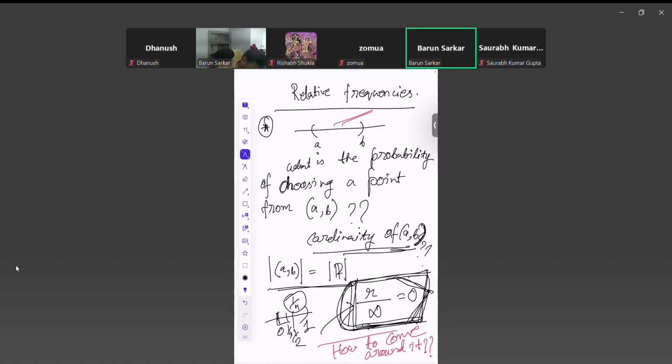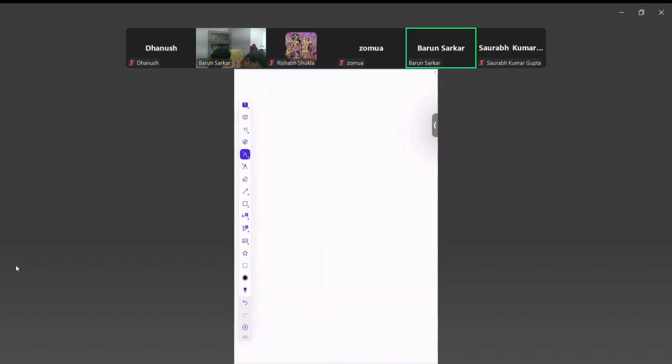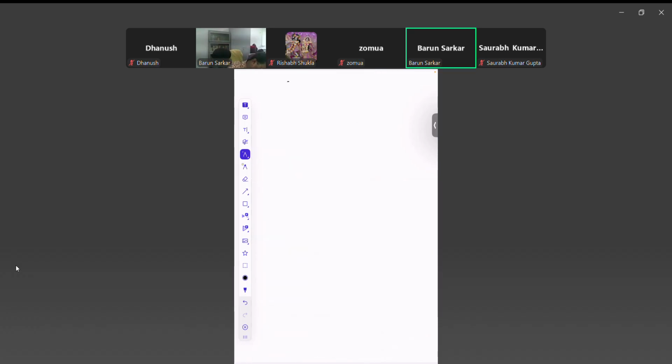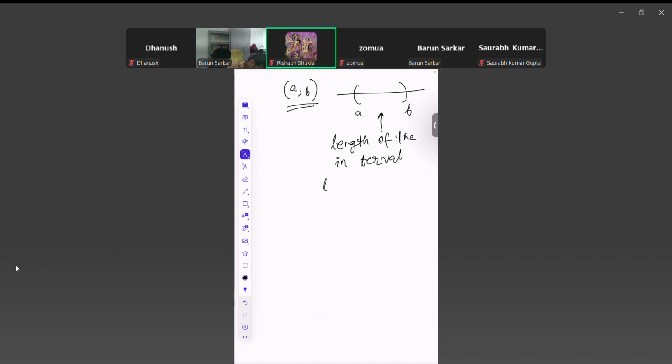So one thing you notice is that the cardinality of an interval is infinite. But if I consider this interval, R, A B, what about the length of the interval? B minus A. And this is a finite quantity, right? Yes, sir. B minus A is a finite quantity, so there is no issue.